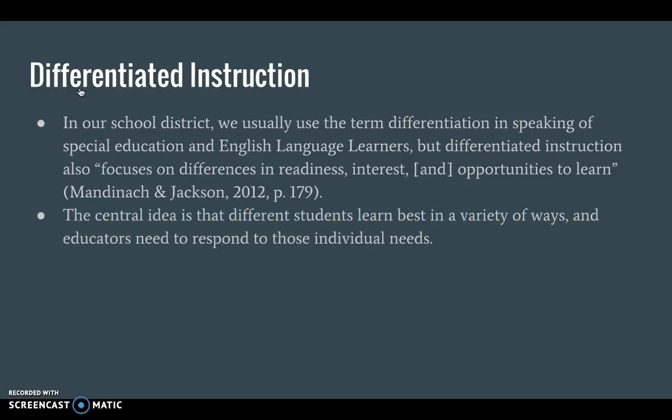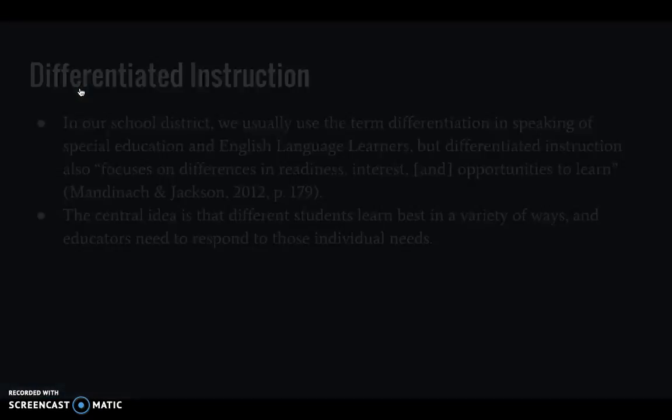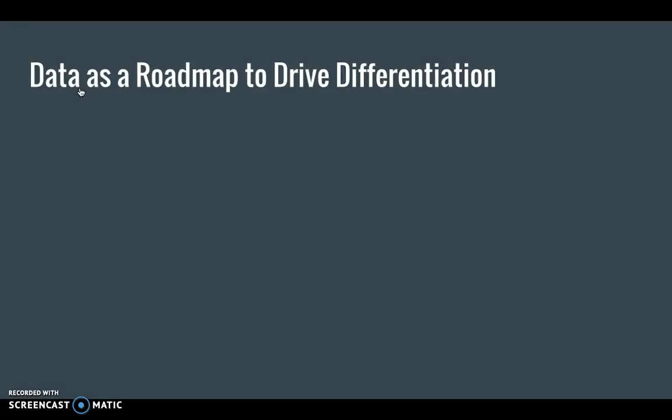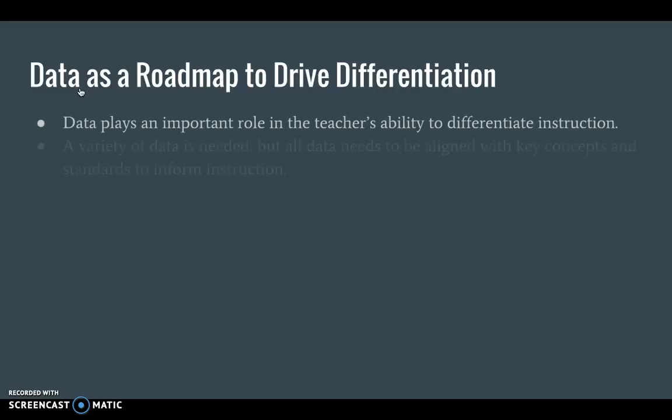The central idea is that different students will learn best in different ways, and it could depend on day to day or concept to concept, and educators will need to respond to those individual needs. Now, the way that you do that and the way you know what a child needs is through data. So the authors describe data as a roadmap to drive differentiation. So it's going to be our guide to let us know what our kids need when and what we also need to improve on as teachers. So data will play an important role in the teacher's ability to differentiate instruction.